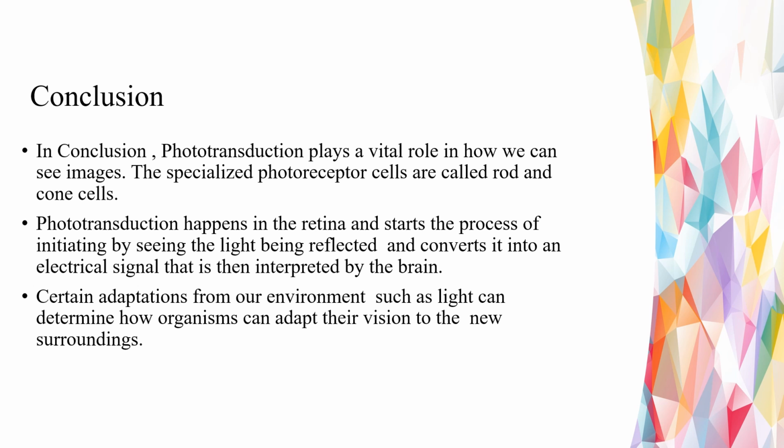In conclusion, phototransduction plays a vital role in how we see images. The specialized photoreceptor cells are called rod and cone cells. Phototransduction happens in the retina and starts the process of initiating vision by seeing the light being reflected and converting it into an electrical signal that is then interpreted by the brain.